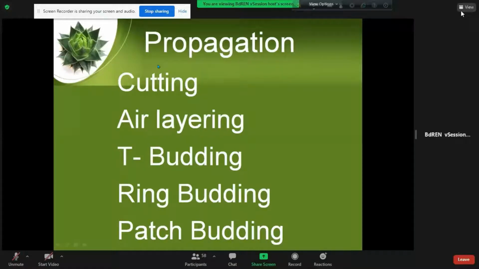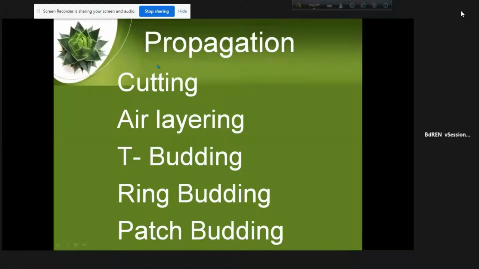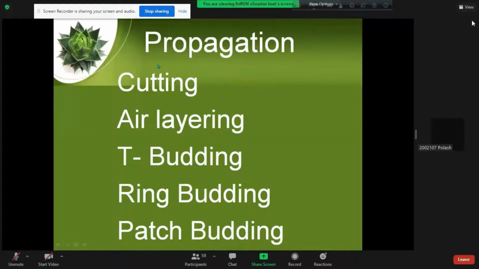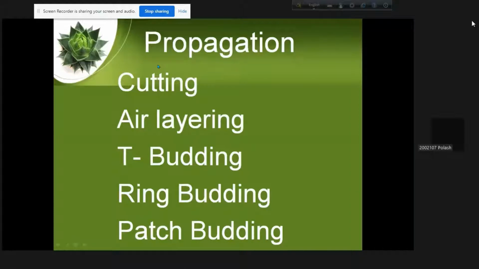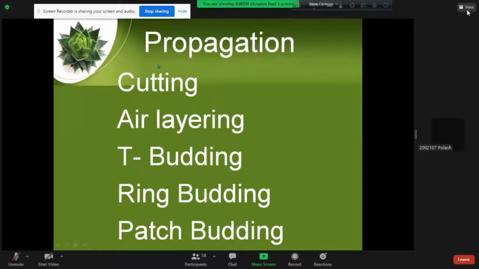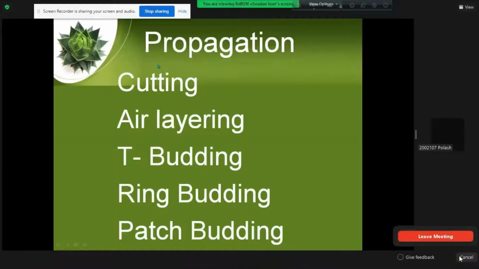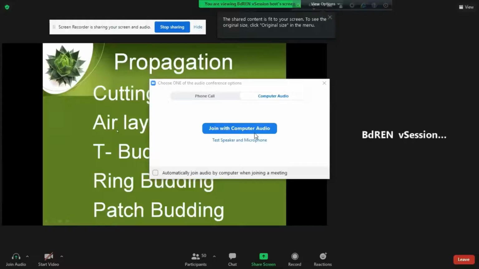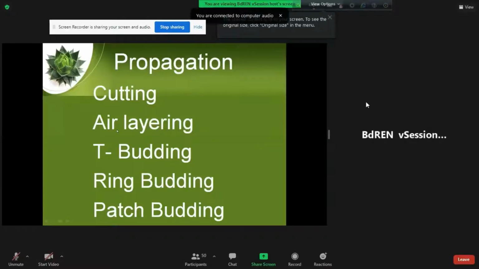Just tell me, please, what is cutting? The cutting is one kind of vegetative propagation through which a new plant is generated through the cutting system of another mother plant. Okay. Cutting. I am not so clear about this.